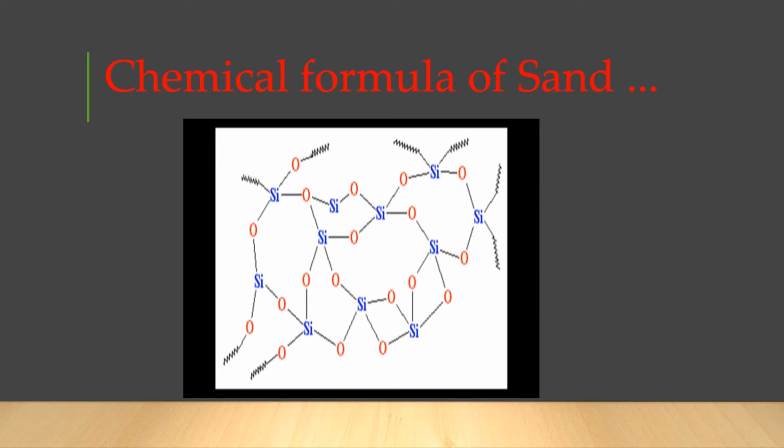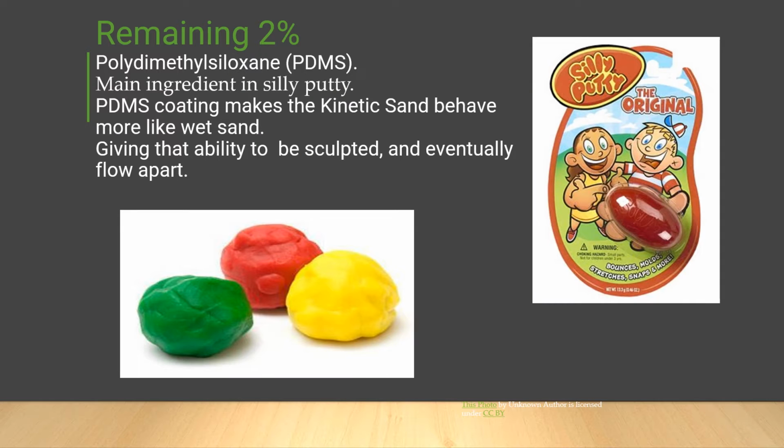The chemical formula for sand, which is the primary ingredient, is good old regular silica sand, which the chemical formula is SiO2, which is a silicon atom connected to two oxygen atoms, and that makes up 98% of the entire mixture of kinetic sand. So what's in the remaining 2%?